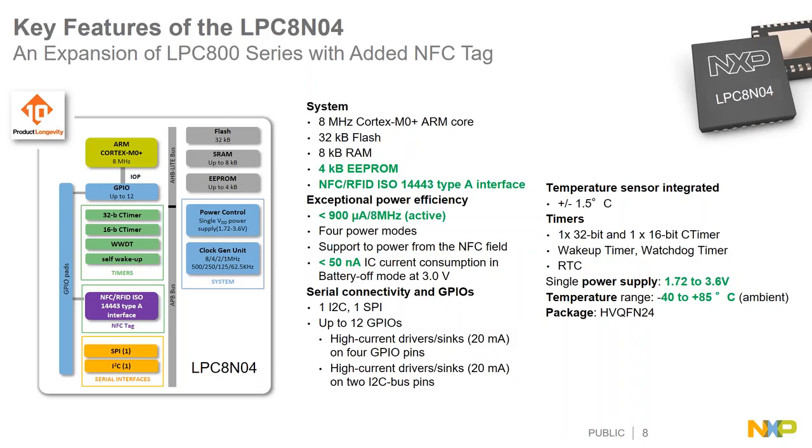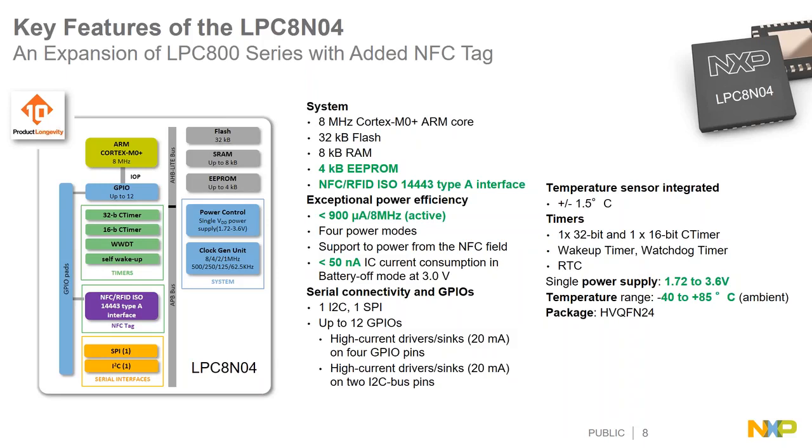We have serial connectivity, we have I2C, we have SPI, we have up to 12 GPIOs. Out of those 12 GPIOs, 4 are high current drivers and sinks. So that means that you don't require an additional driver for these 4 GPIOs. Also on the analog front, we have temperature sensor integrated. We have different set of timers. We have the 32-bit, 16-bit C timer as well. Wake up, watchdog timers, or real-time clock counter. Different levels of power supply are supported from 1.72 all the way up to 3.6 volts, and a temperature range of -40 to 85 degrees Celsius. Everything encompassed in a HVQFN 24 package.